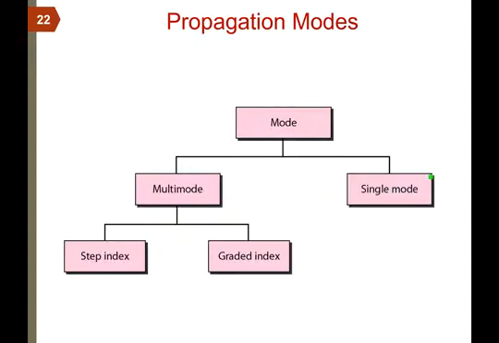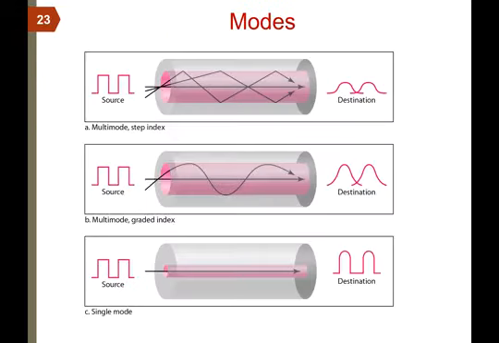We have the single mode and multi-mode, the main two modes. The multi-mode is also subdivided into step index and graded index. We study this in the next slide. So this is a multi-mode step index. Step index means the densities of the cable will change suddenly, in a step. So this is one density, this is another density. They don't change gradually. This is called a step index.